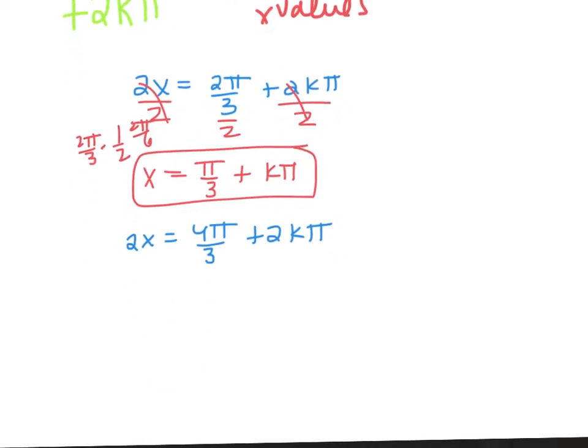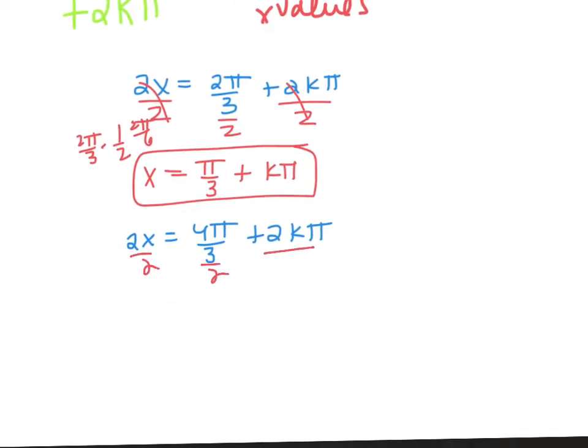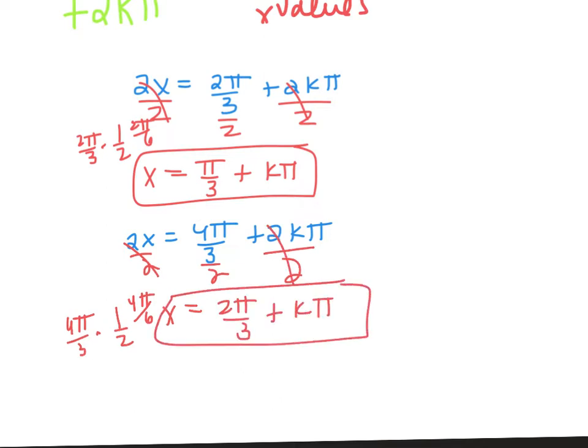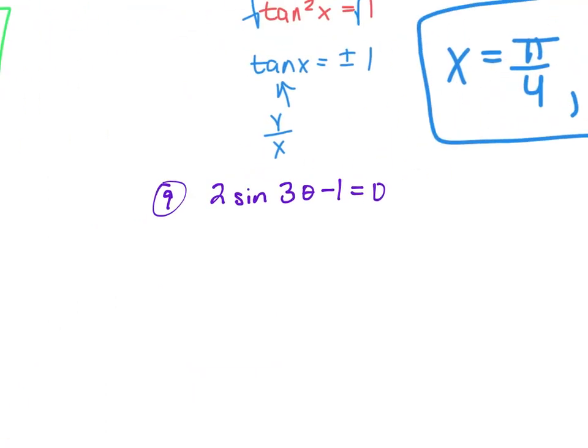Divide everything here by 2 and I get x equals 4 pi over 3 times 1 over 2, which gives me 4 pi over 6, which is going to reduce to 2 pi over 3 plus k pi. So there's my two answers. And remember, we have our k pi or plus 2k pi at the end because it's a multiple angles problem. All right, same thing here.